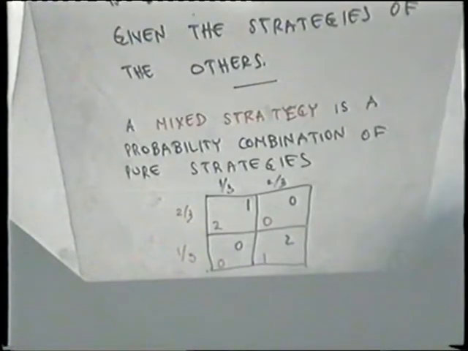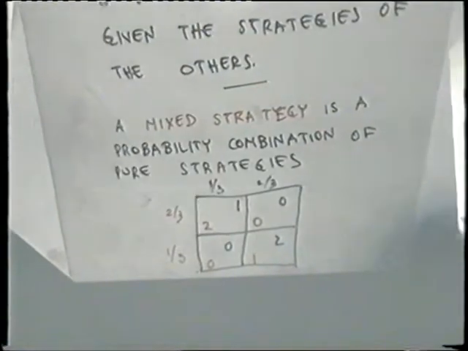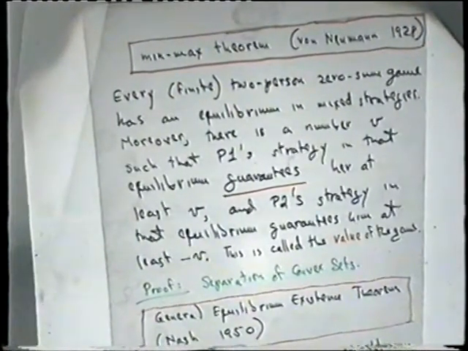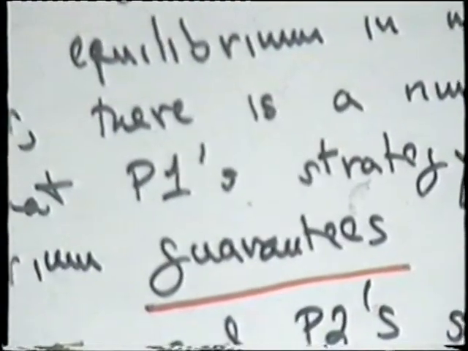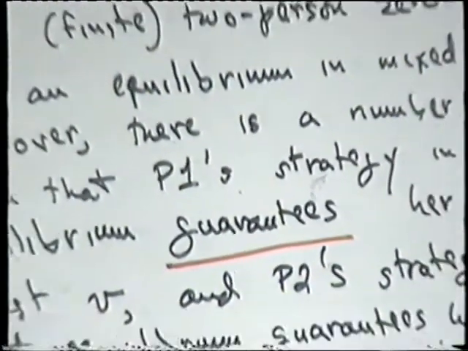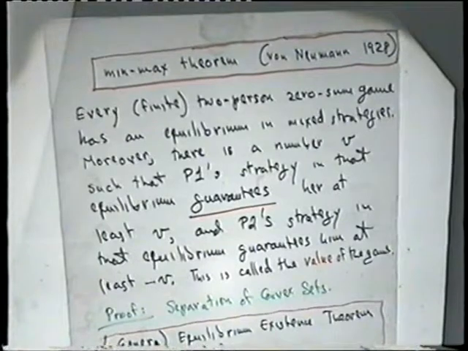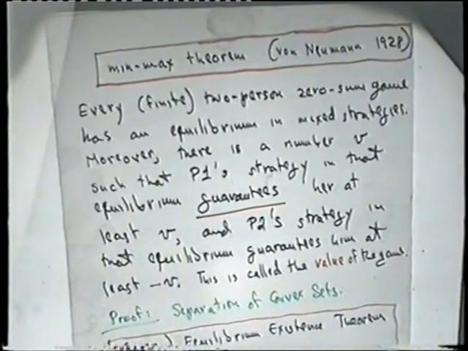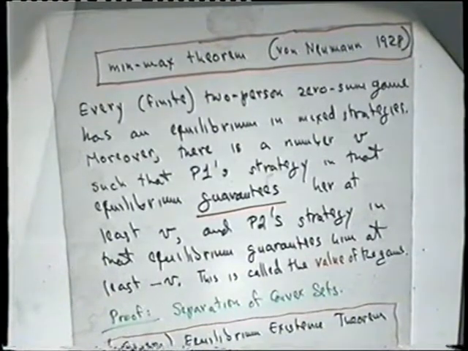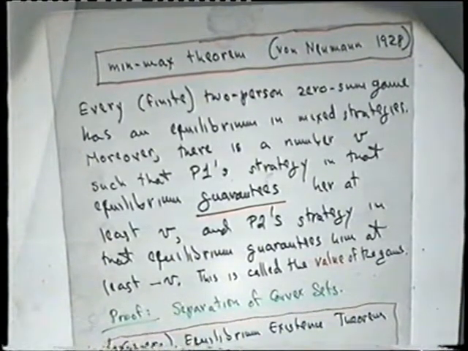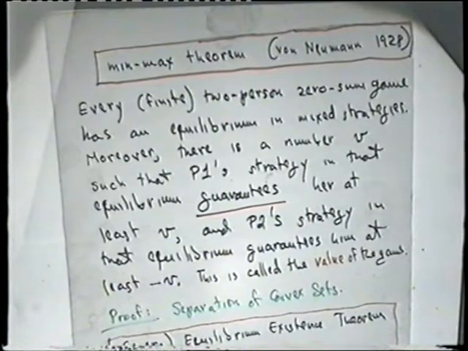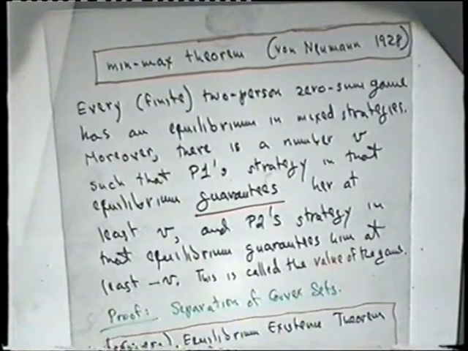Now the first theorem in game theory is the min-max theorem of von Neumann. Every finite two-person zero-sum game has an equilibrium in mixed strategies. Moreover, there is a number v, called the value of the game, such that the first player's strategy in that equilibrium guarantees that player at least v. And the second player's strategy guarantees that he won't have to pay more than v. And that's the value of the game.